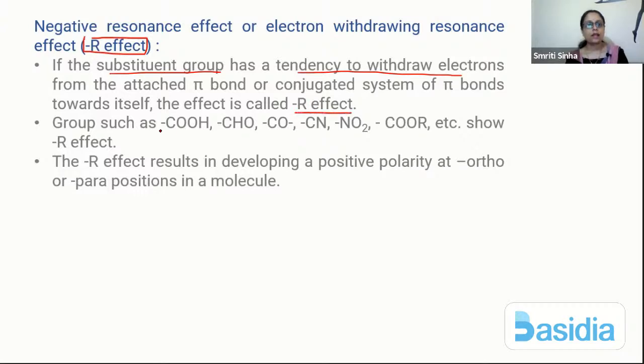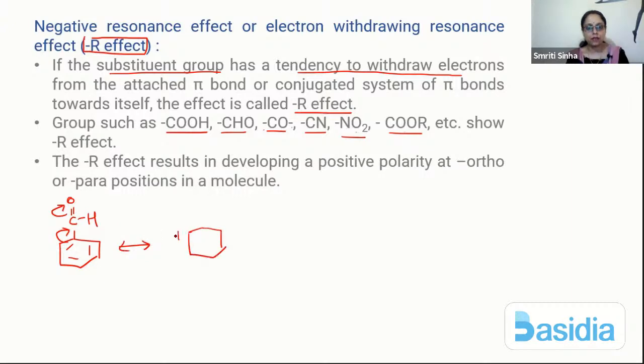The groups which show minus R effect are CO2H, that is carboxylic acid, aldehydes, ketone, cyanide, nitro, ester. So you can see all carbonyl groups show this minus R effect. So let's see one example for this. If you have a benzene ring attached to your aldehyde, this aldehyde, instead of donating electron, will try to pull the electron towards itself, causing a positive sign over here, because benzene ring has donated its electron, so it will get now positive sign instead of negative.